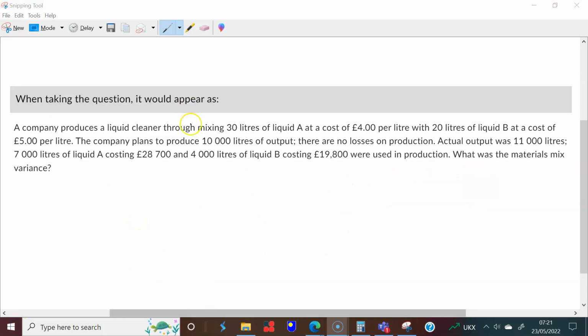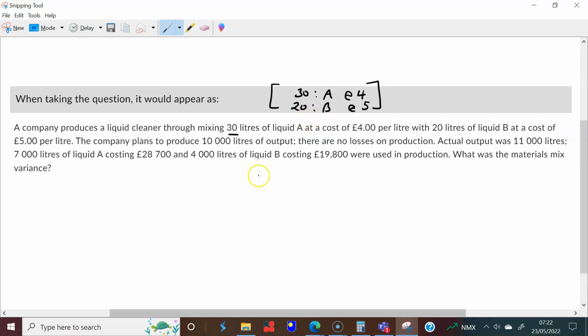Okay, so with mixed variances, I've been keen to stress that we're really interested in the mix. The plan is that you are to mix 30 liters of A with 20 liters of B. These are the costs, at a cost of 4 and at a cost of 5. That is the structure. That is the plan. So we're interested firmly in the mix.